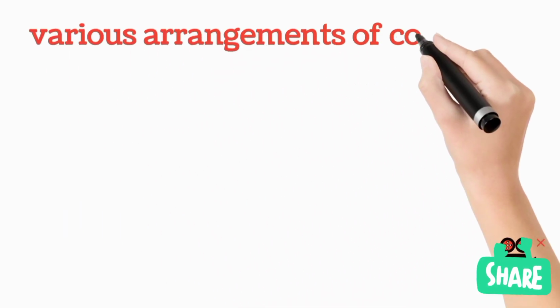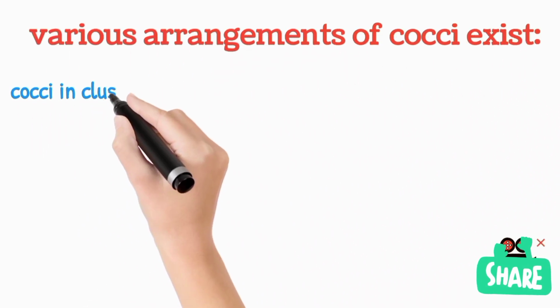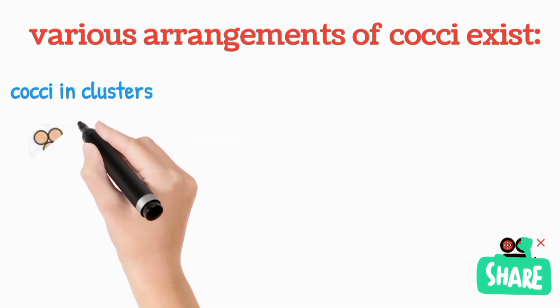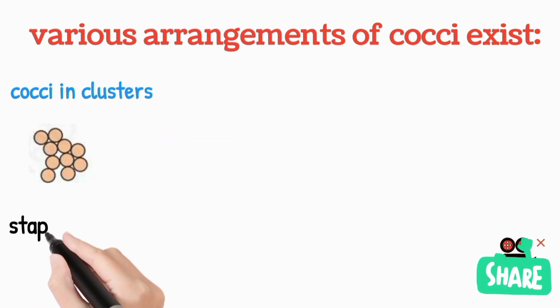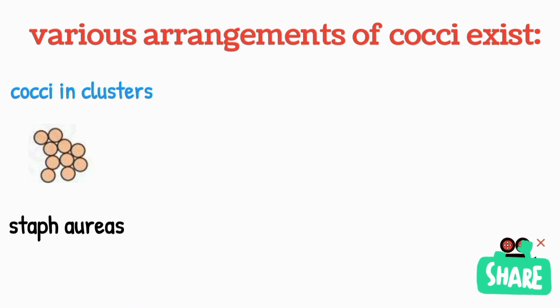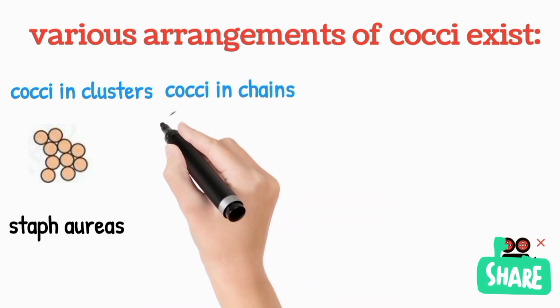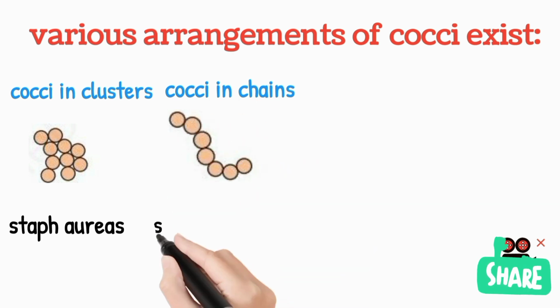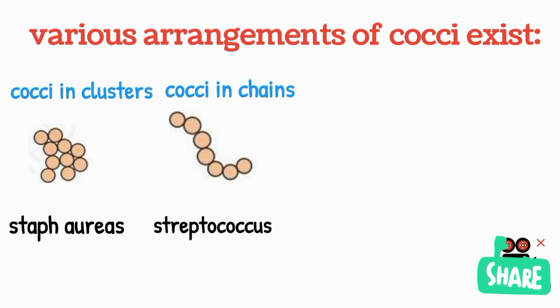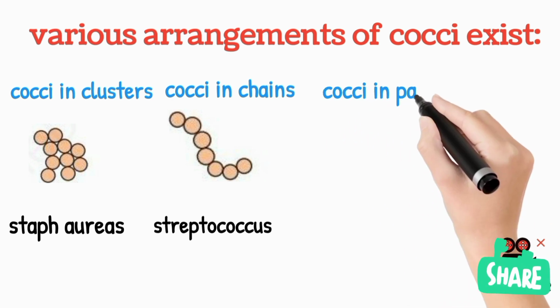Various arrangements of cocci exist. Cocci can arrange in the form of clusters. You can see this is how these bacteria can arrange. An example is Staph aureus bacteria. Cocci can arrange in the form of chains. You can see this is the chain arrangement of cocci bacteria. An example is Streptococcus.